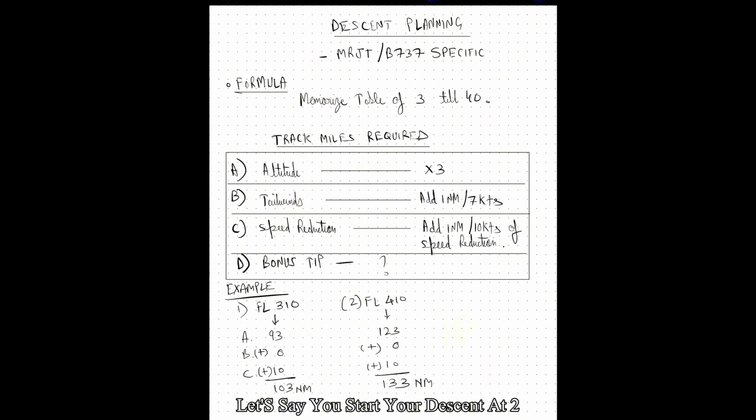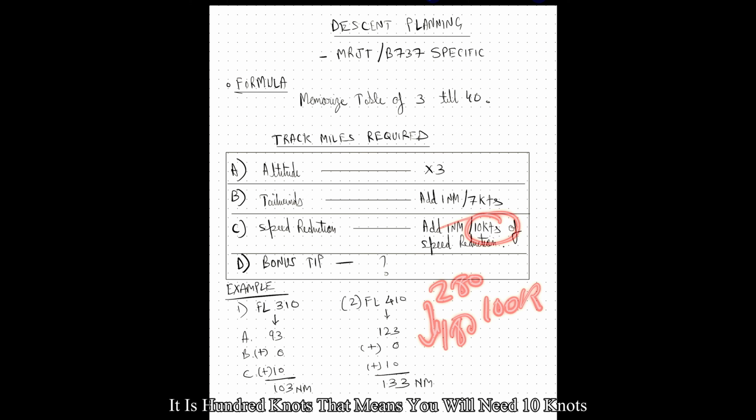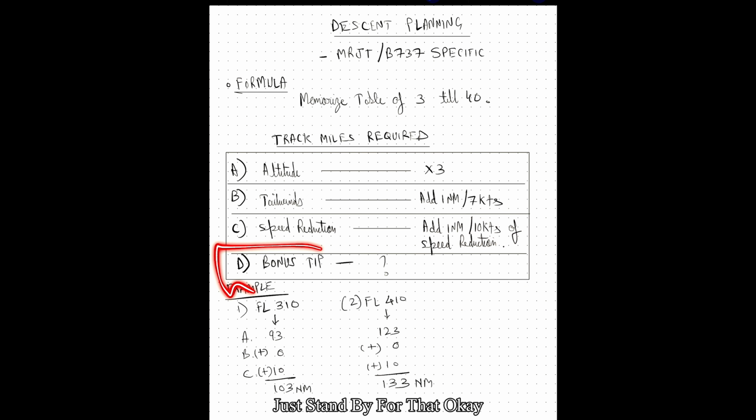Speed reduction: whatever your speed at top of descent is, from that to intercept heading, what your speed will be. Let's say you start your descent at 280 and you are reducing your speed to 180 knots, it is 100 knots. That means you will need 10 nautical miles of speed reduction. Bonus tip, just stand by for that.